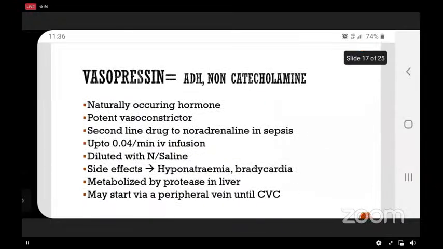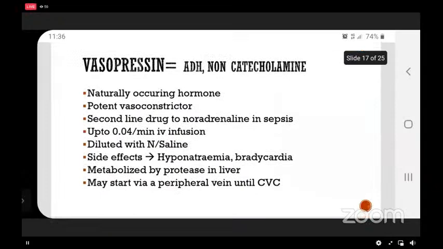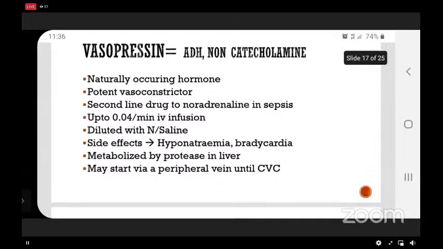Coming to vasopressin, vasopressin is a hormone. It's also called antidiuretic hormone, or ADH, produced in the hypothalamus and stored in the posterior pituitary. It's a naturally occurring hormone. It's a potent vasoconstrictor as well, in addition to its antidiuretic action. It's the second line drug to noradrenaline in sepsis, and you can give up to 0.04 units per minute as an IV infusion. You can again dilute this drug in normal saline.